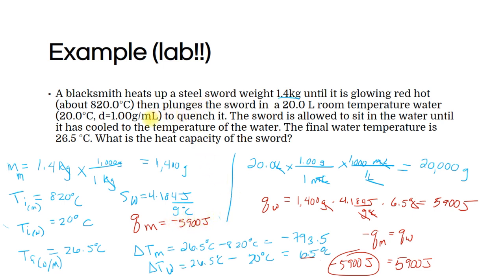Okay, so our last step is going to be to take that heat and find heat capacity. You can rearrange the equation first, or you can plug in and then rearrange. I don't care which one you do. I'm going to divide both sides by m and by delta t, so I get S on one side and Q over m delta t on the other one. Okay, so now all I have to do is plug it in. So Q equals that negative 5,900 we saw. M is the mass of the metal.